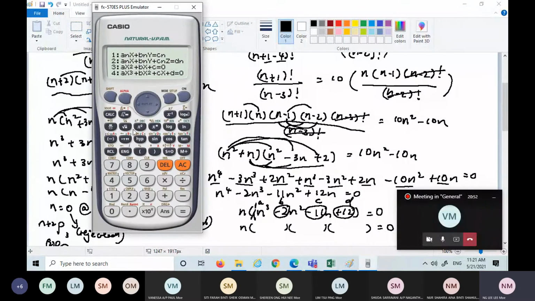If silver color one, here you choose 4. Same thing. The A you put in 1, equal. Then the B put in negative 2. C you put in negative 11. Then D you put in 12.